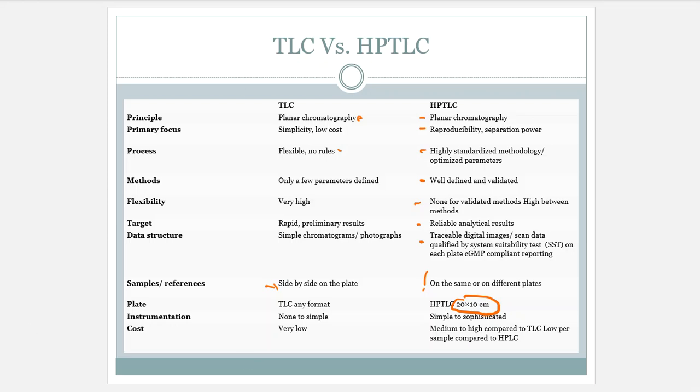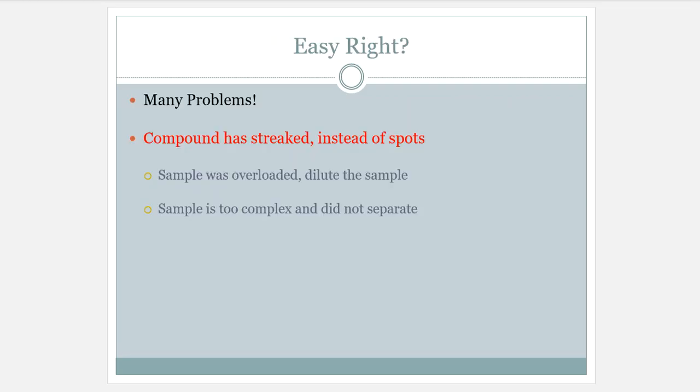A couple of troubleshooting things I want to cover in this last video. Number one, if you see streaks and not spots, if you were doing them by hand, you probably added too much. So dilute the sample and apply again. Sometimes the sample has too many components and it's not going to give appropriate separation. So change the stationary phase, change the mobile phase, and try again.